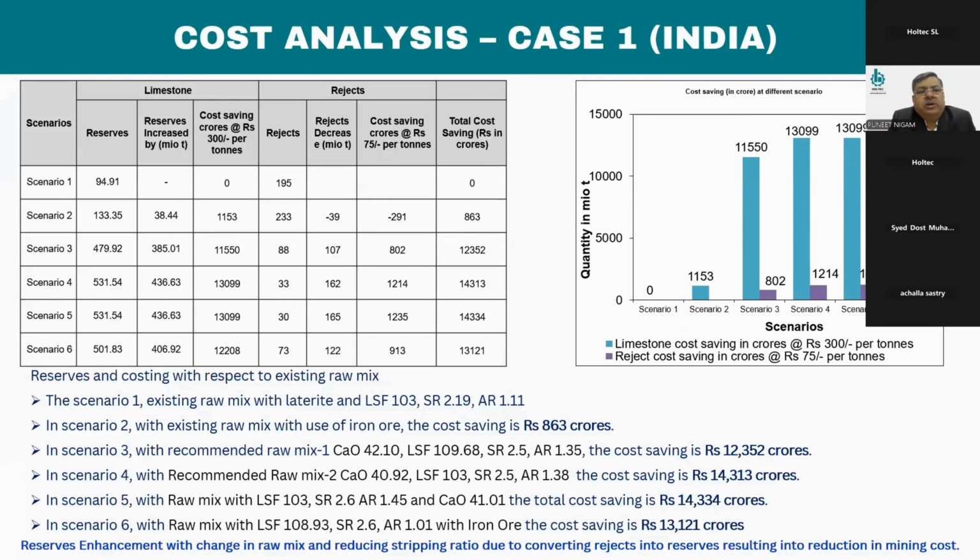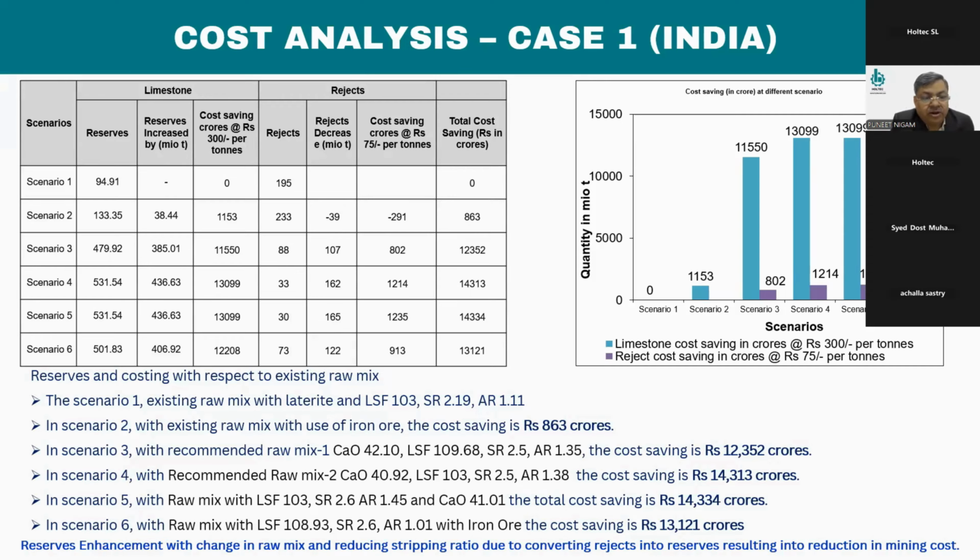Here I have the two cost analyses. One cost analysis is from India in terms of reserves. Here we have 6 scenarios for one of the mines in India, in which we have just changed the raw mix, and the reserves increase from 94 million to 500 million tons because of the LSF.